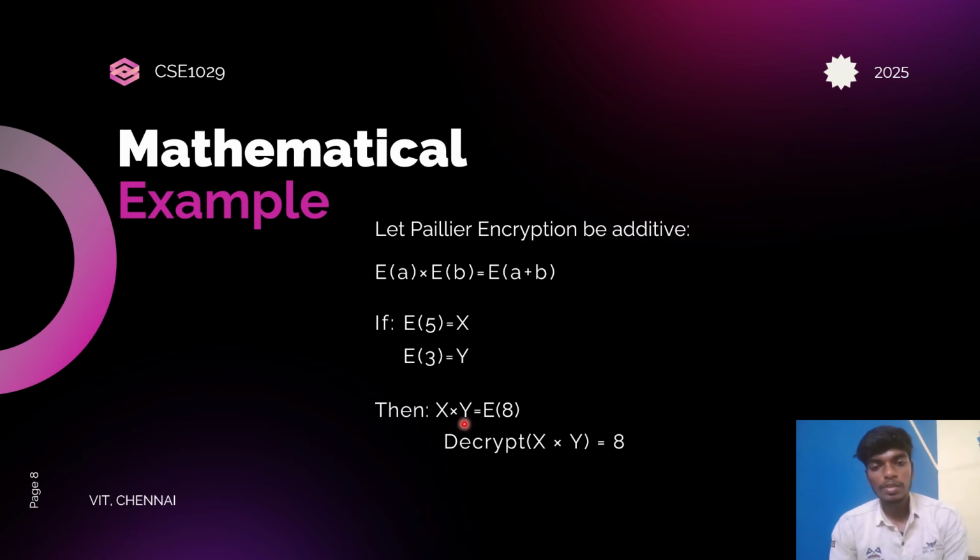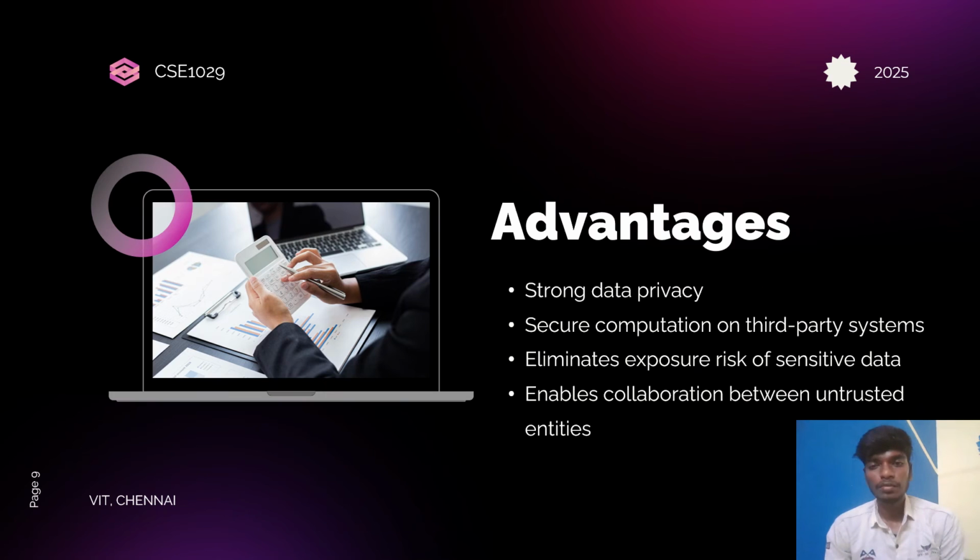The server is now doing some modification, X into Y, on the encrypted messages. So X and Y are the encrypted messages. Now the cloud performs X into Y, giving an encrypted message of E of 8. This E of 8 is given back to you, and with your private key you decrypt it as 8. So whatever original text you gave will be received, despite the modification that happens in between at the cloud or the server.